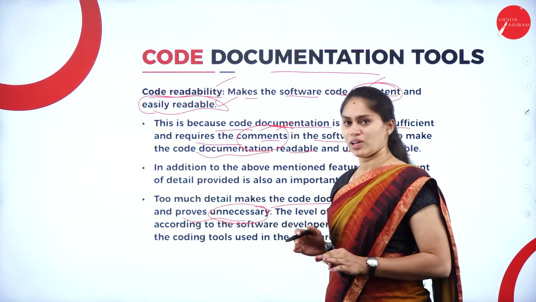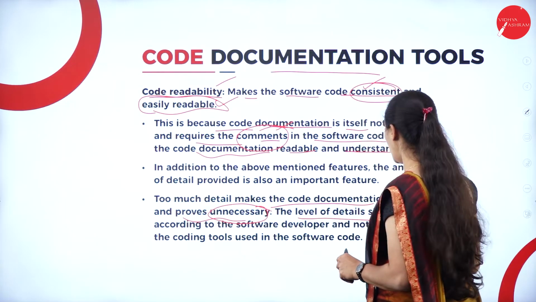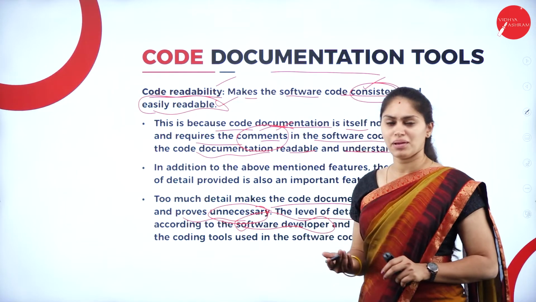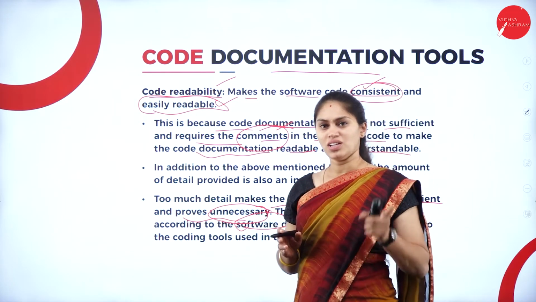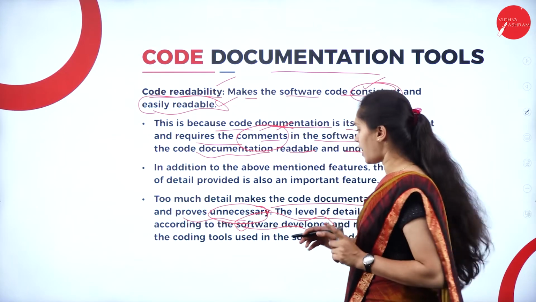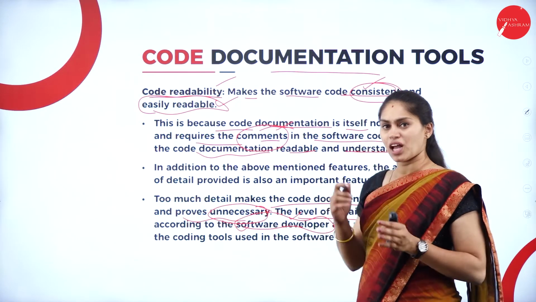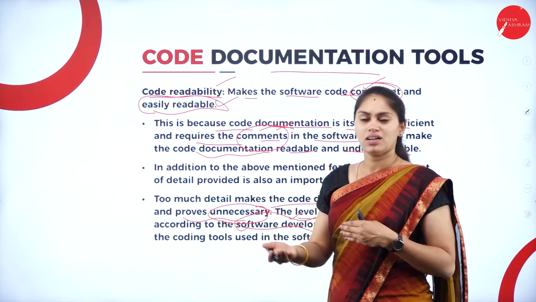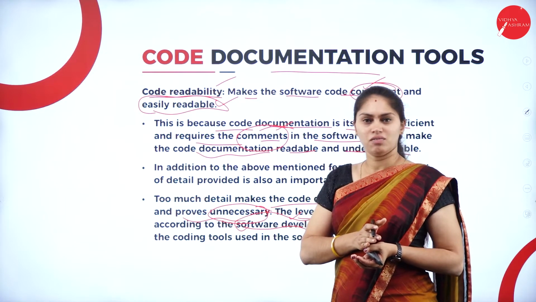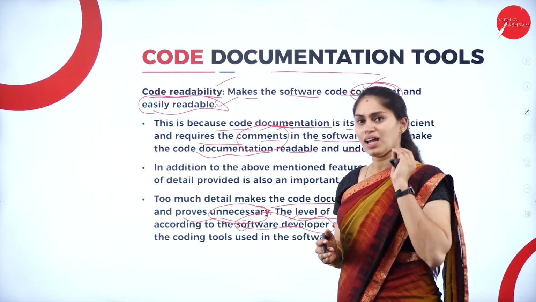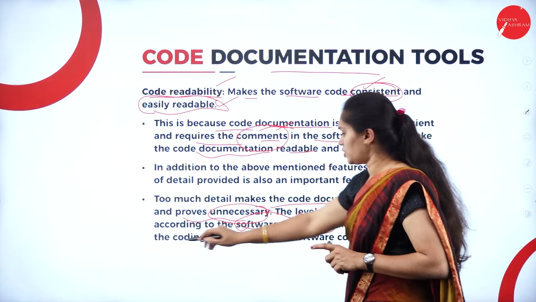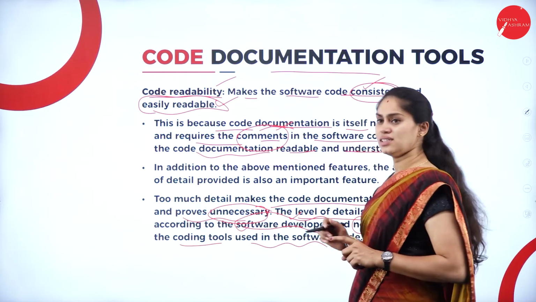And we have to keep one thing in mind. The level of detail should be according to the software developer. When we are developing any code documentation, it should be as per the perception of the software developer. They decide what must be shown to the user as the documentation part and what needs to be hidden from the user. Everything needs to be according to the software developer, not according to the coding tools which we are using in the software.